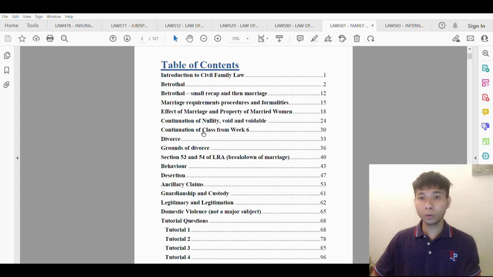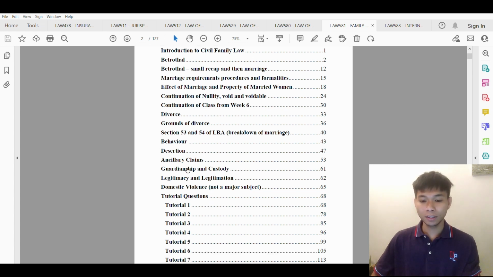And this is different to divorce, because in divorce, the marriage is valid and exists, but you want to separate from your other spouse. And then there will be the grounds of divorce and section 53, behavior desertion. Yes, those are under the grounds of divorce, such as it's intolerable to live with the other spouse, the spouse has converted to Islam, the spouse has deserted, the spouse has very bad behavior.